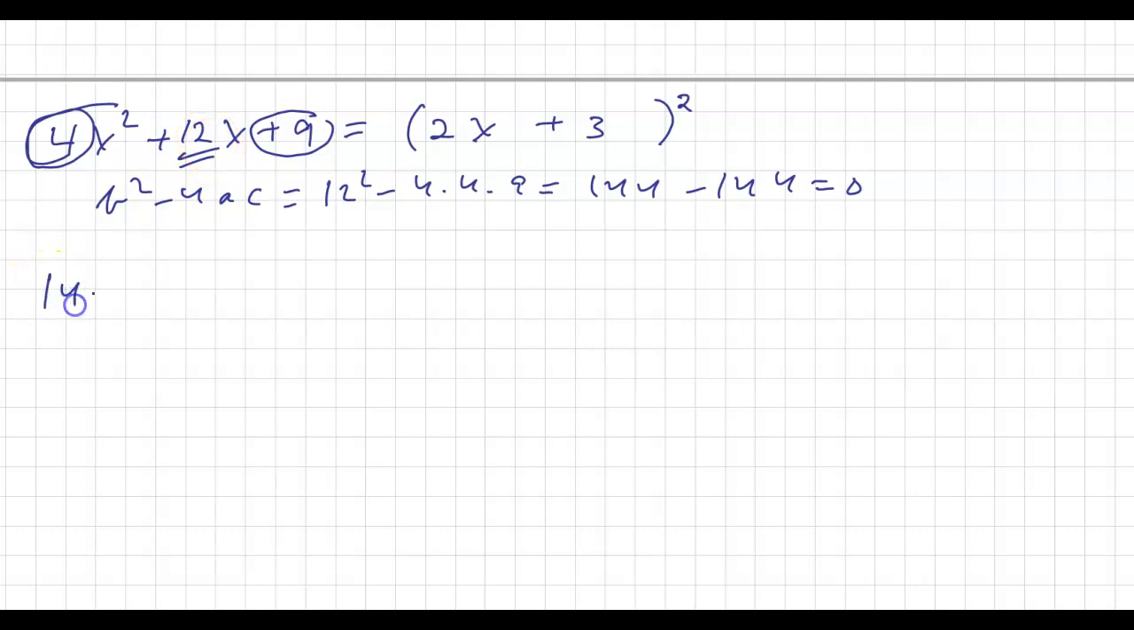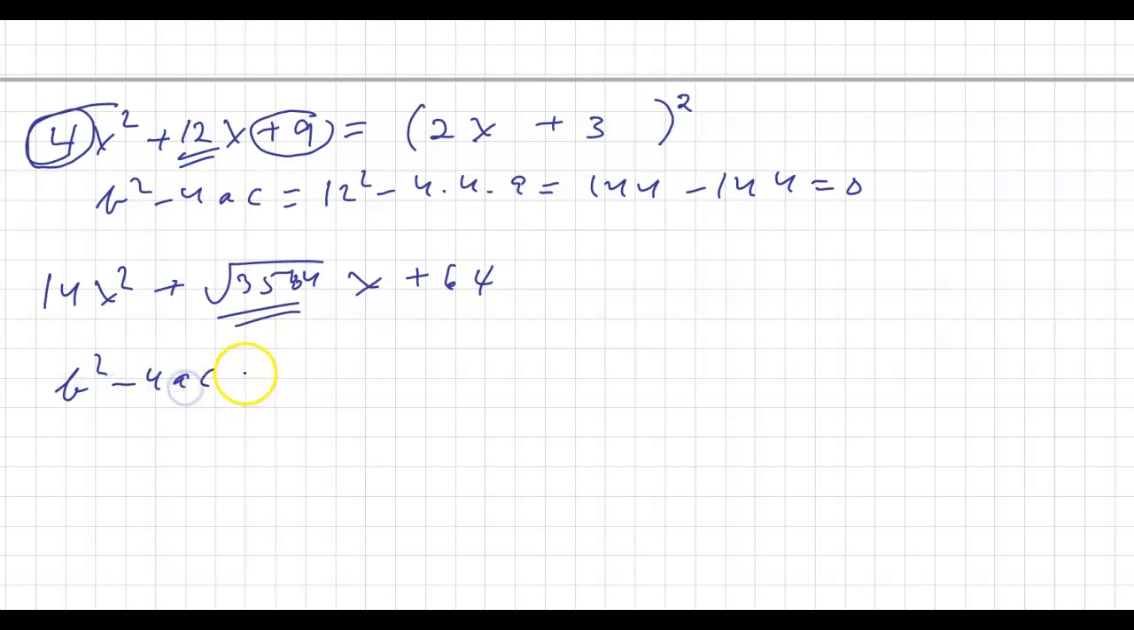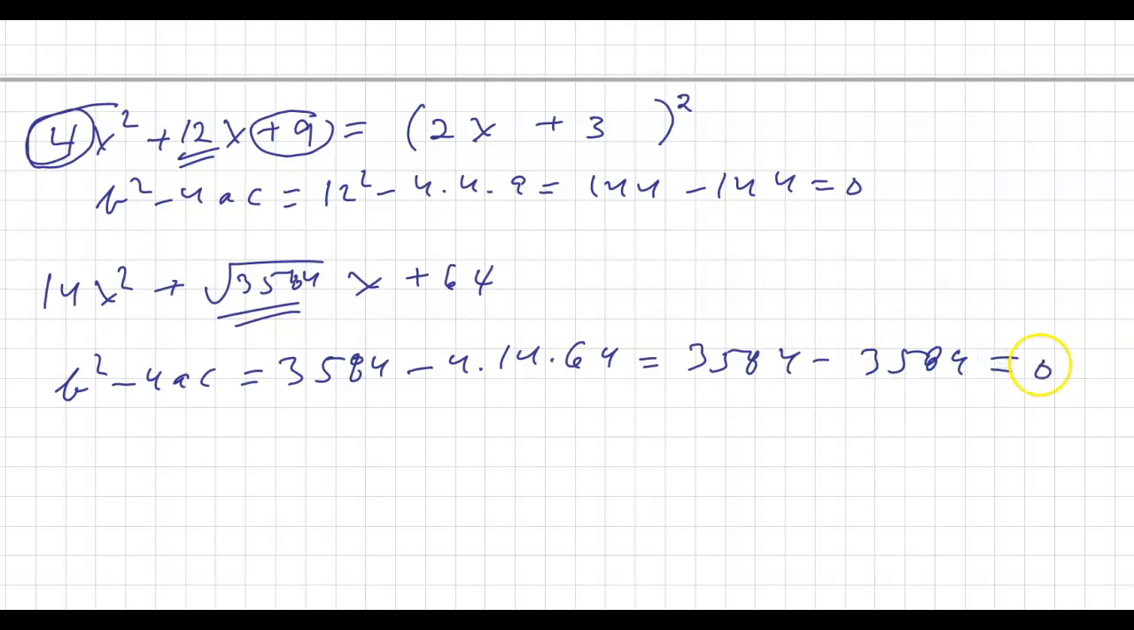You could even get something really strange looking, like 14x squared plus the square root of 3584 x plus 64. Well, that's got an unusual coefficient there. But if I calculate b squared minus 4ac, b squared is obviously 3584, minus 4 times 14 times 64. Well, that ends up being 3584 again. So even this thing's a perfect square trinomial. And that would mean that it would factor, if we know for sure it's a perfect square, you just take the square root of this and the square root of that.